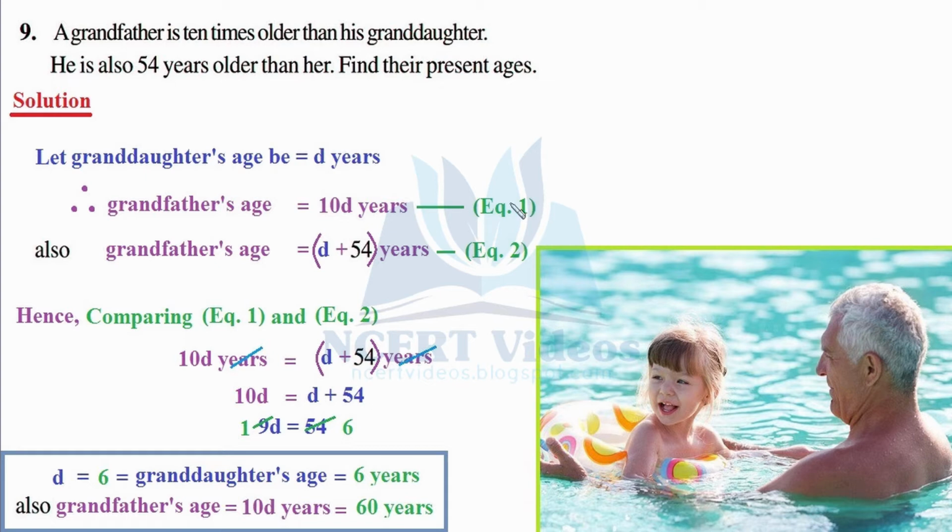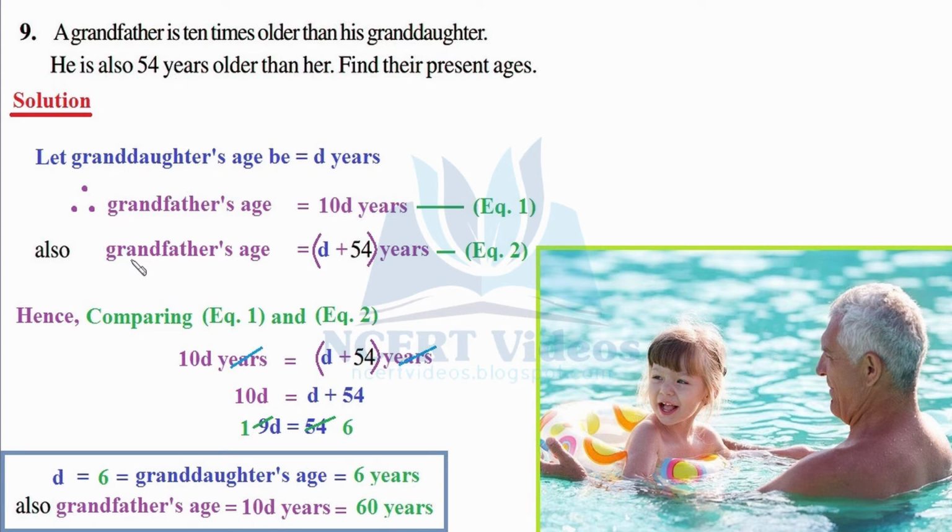Well, this gives us equation number 1 from our first line. From the second line we get, he is also, he means grandfather. Therefore, we wrote also grandfather's age equals d plus 54. That is, the present age of the granddaughter is considered as small letter d. When we add 54 to it, we get the grandfather's age. Therefore, d plus 54 years. This we get from statement 2. Hence, we wrote equation number 2. No more further hints are there.